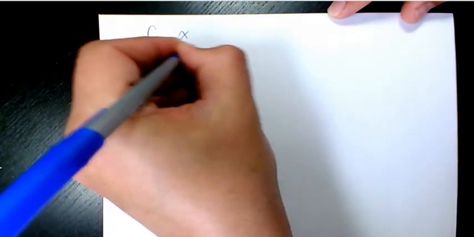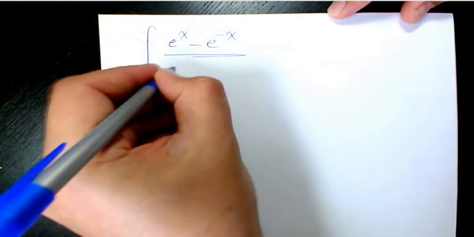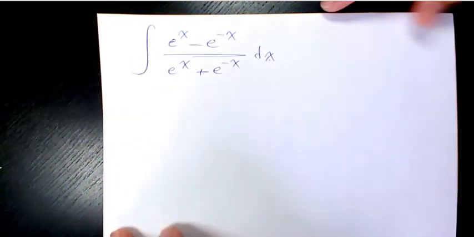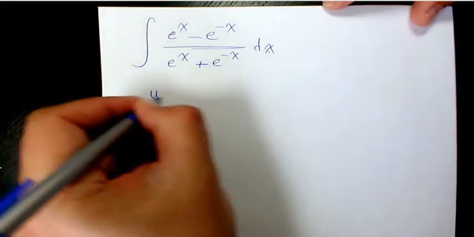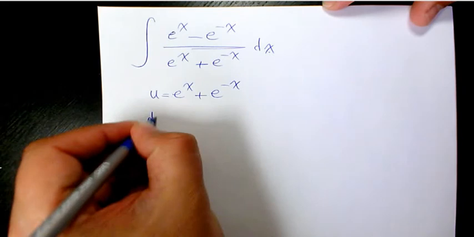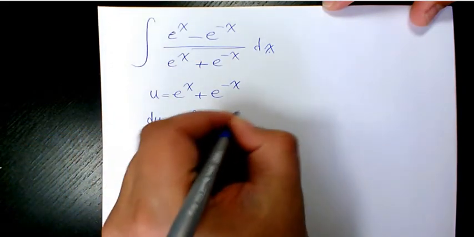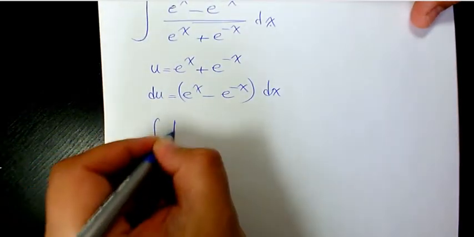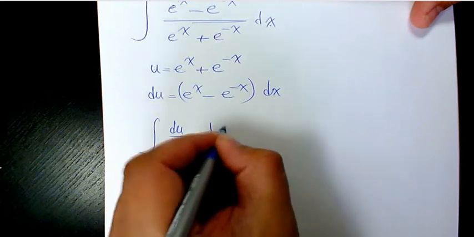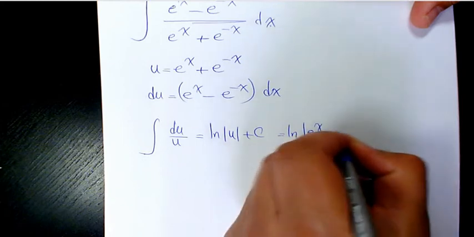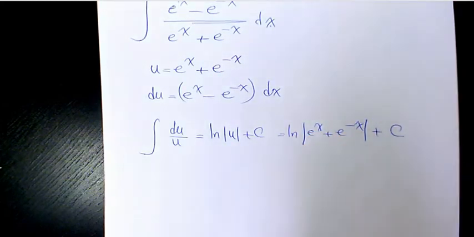Next example is the integration of e to the power of x minus e to the power of negative x over e to the power of x plus e to the power of negative x dx. So we have u equals e to the power of x plus e to the power of negative x, and du is going to be e to the power of x minus e to the power of negative x dx. So we have du over u, that's going to be ln u plus c, and that's going to be ln of e to the power of x plus e to the power of negative x plus c.